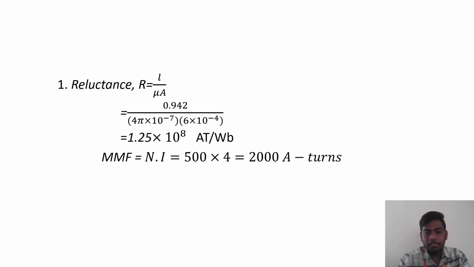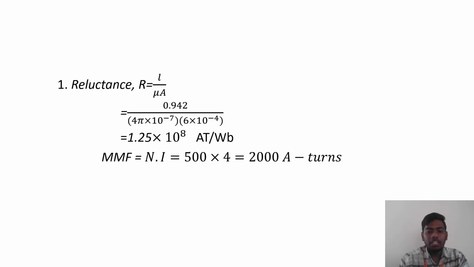The reluctance R equals l by mu into A, which equals 0.942 divided by 4 pi into 10 to the power of minus 7 into 6 into 10 to the power of minus 4, which equals 1.25 into 10 to the power of 8 ampere turns per Weber. The unit of reluctance is ampere turns per Weber.